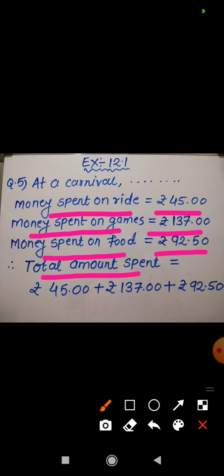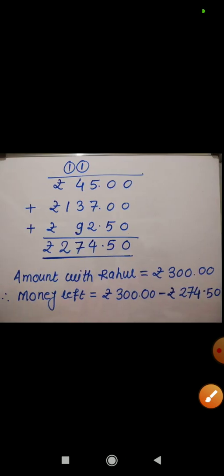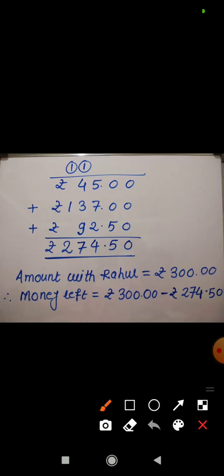So total amount spent first we have to find out. So how much total amount he spent? We need to add all these three amounts, right? See the addition here. While adding all these amounts, you have to write the numbers in a column. But be careful, while writing these numbers in a column, your decimal points should come one below another. Okay, it should come in one line. Now the addition of these three amounts comes 274 rupees 50 paise. So this is the total amount that Rahul spent.